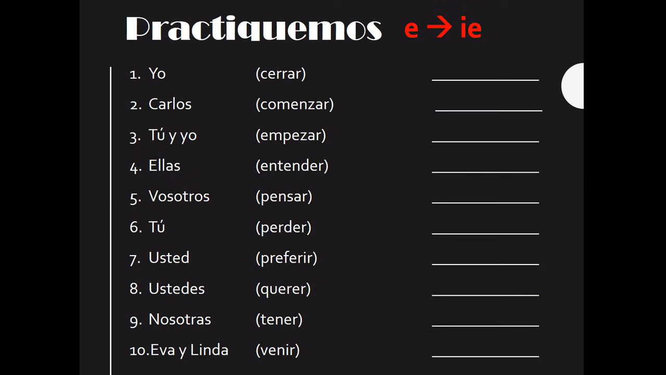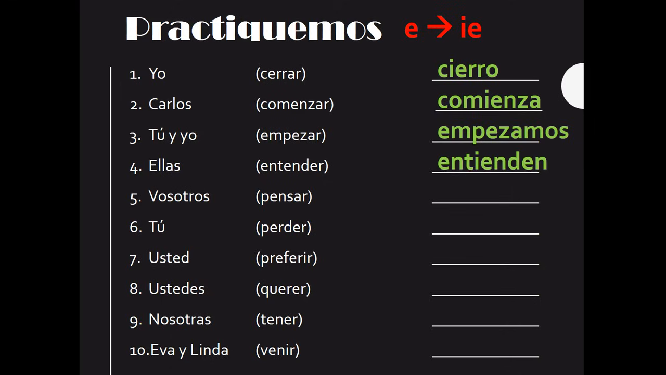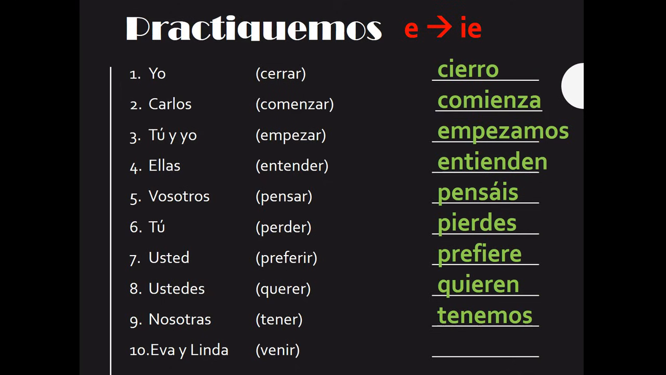Okay, número 1. Yo cierro. Carlos comienza. Tú y yo empezamos. Ellas entiendan. Vosotros pensáis. Tú pierdes. Usted prefiere. Ustedes quieren. Nosotras tenemos. Nosotros no. Y Eva y Linda vienen.